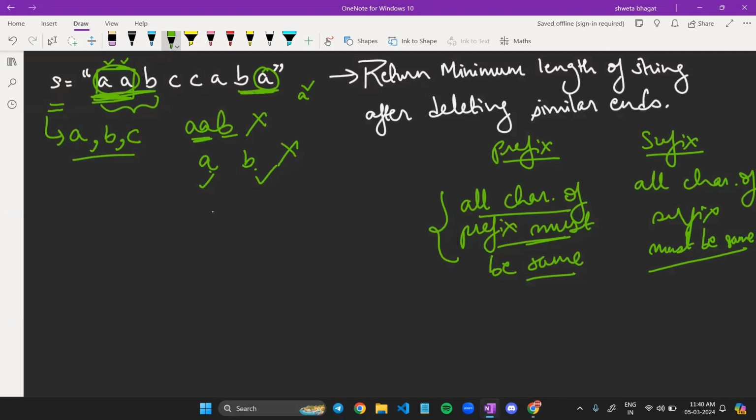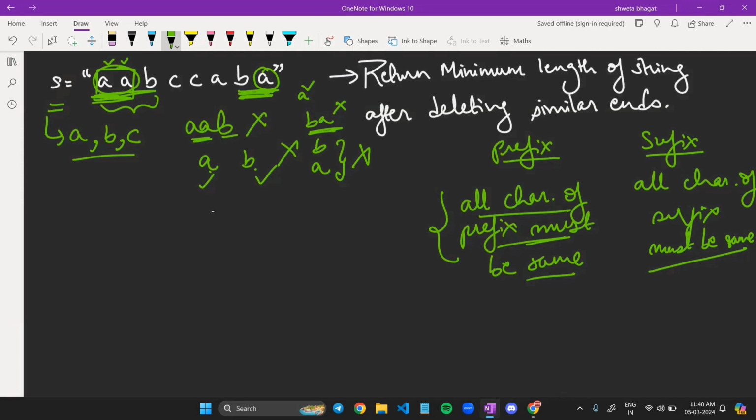But can I take BA as a suffix? The answer is no. Why? Because what are the characters present in my suffix? It's B and A. Are these two characters same? The answer is no. So I can't take B and A as a suffix at the same time.